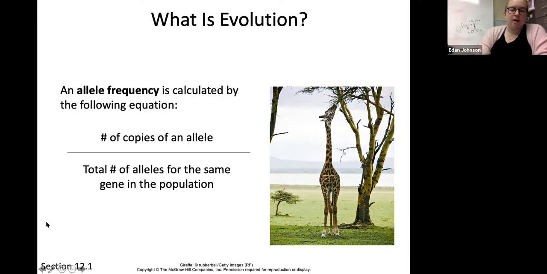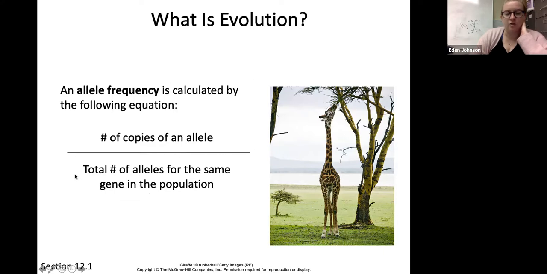So here's where we're talking about allele frequency. You're going to calculate it using this equation. You have the number of copies of a specific allele, like the number of copies of big A, for instance, or the number of copies of the recessive allele, which is little a, divided by the total number of alleles for the same gene in the population.